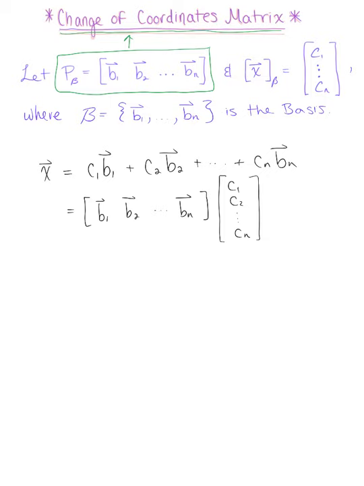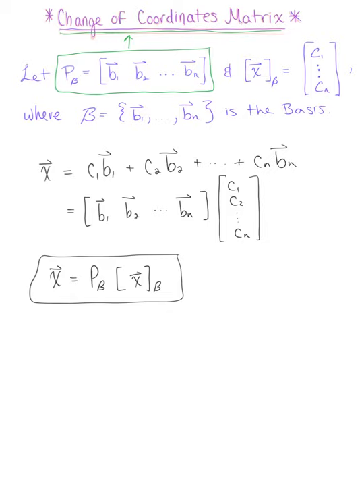And now using our new notation, we can say that this is also equivalent to the change of coordinates matrix P sub B multiplied by the coordinates of vector x relative to B. So these are all three equivalent forms to write our vector x. And in particular, we want to use this new notation to establish an alternative way to find the coordinates of vector x relative to B.